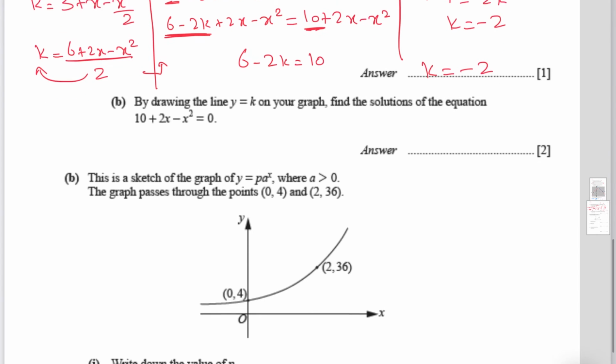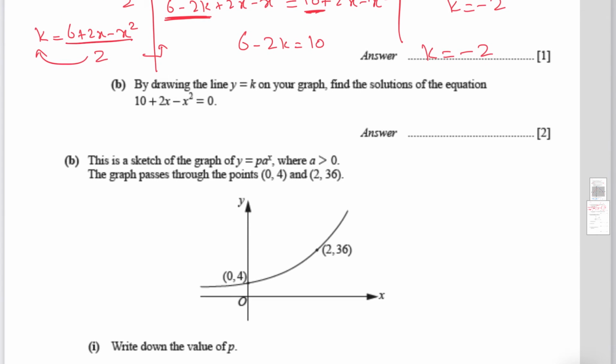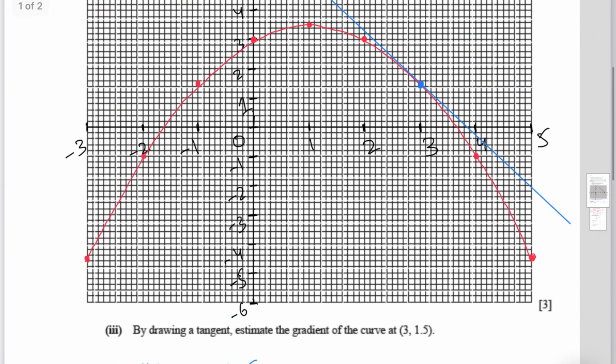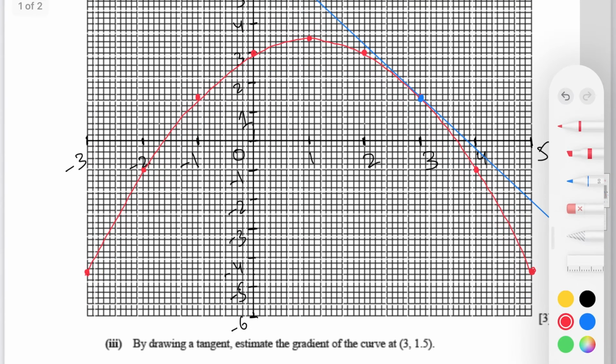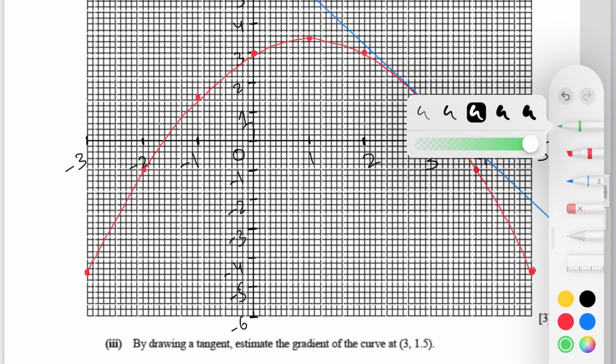The next part of the question says, by drawing the line y equal to k, which means this line is y equal to negative 2, on your graph, find the solutions of the equation 10 plus 2x minus x squared equal to 0. The easiest way of doing this is to draw a line. Let's draw the line in green, so that it's visible.